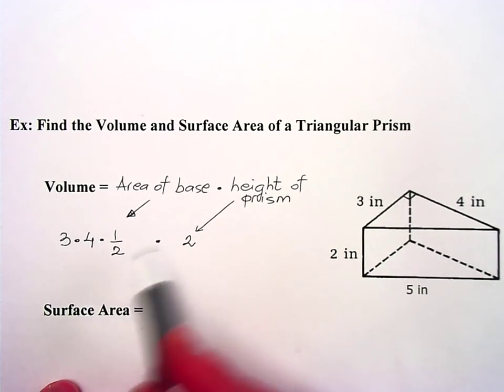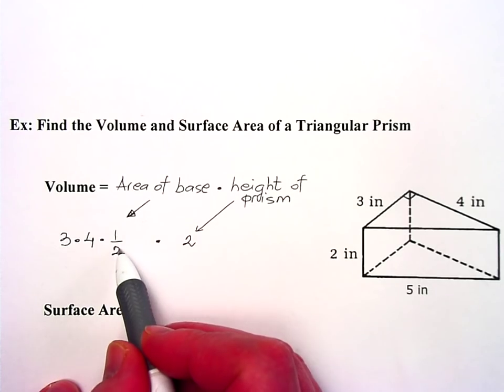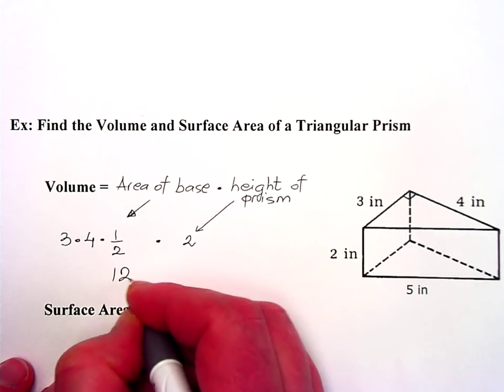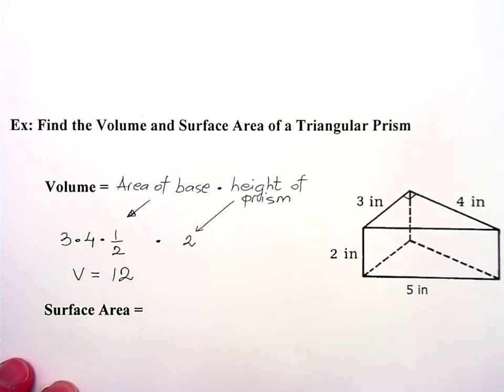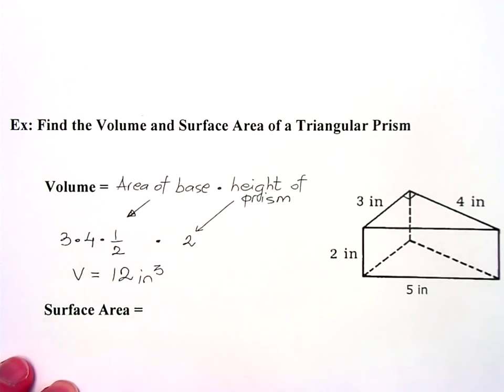So now when I have that, I simply multiply them out. 3 times 4 is 12, times half is 6, times 2 would give me 12. So volume would be 12 inches, don't forget cubed, because every volume is in unit of measurement cubed.